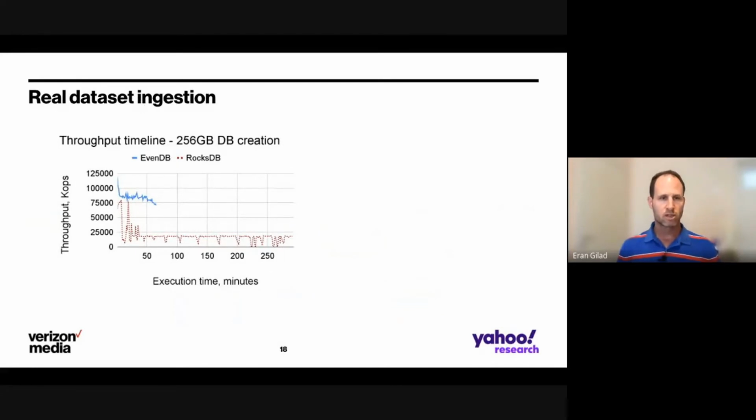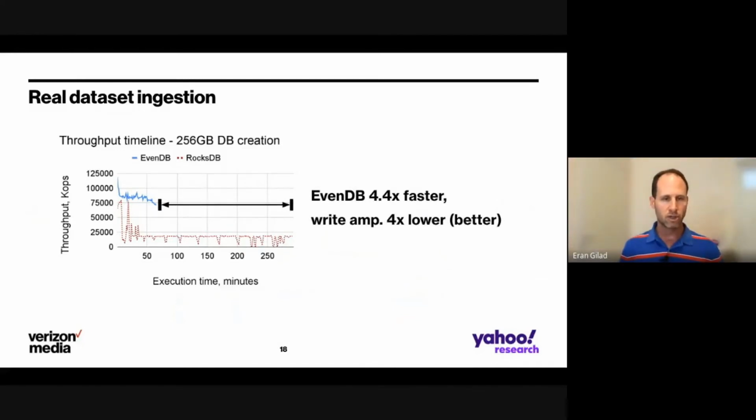So the first benchmark is ingestion, namely storing the complete data set of a quarter of a terabyte. And the graph shown here is a throughput timeline. Namely, it demonstrates the throughput of each database over time. And here, EvenDB is the blue line, and RocksDB is the dotted red line. What we can see here is that EvenDB maintains a much higher ingestion throughput, and therefore completes the workload 4 times faster, and also has a 4 times lower write amplification.